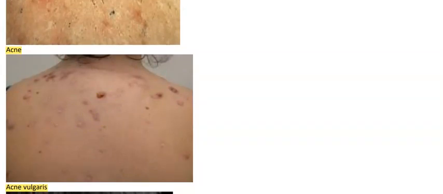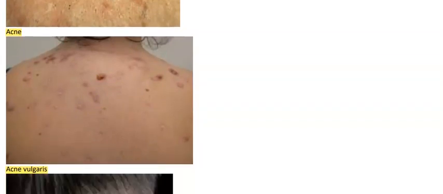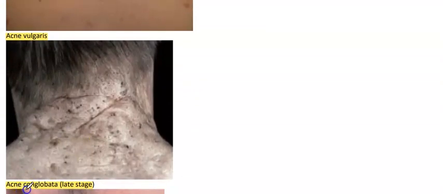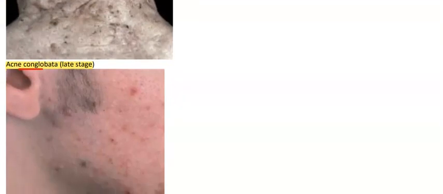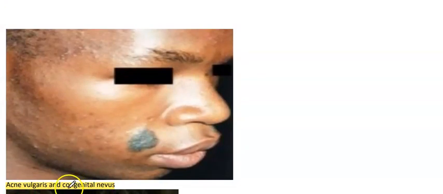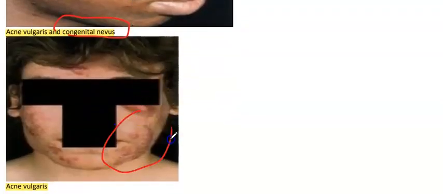These are the different types of images. Acne vulgaris on the back of the patient. This is the severe form of nodulocystic acne known as acne conglobata, and this is another picture which shows acne vulgaris. This image also shows acne vulgaris. This is another image showing a nevus along with acne vulgaris, and this image also shows lesions of acne vulgaris.